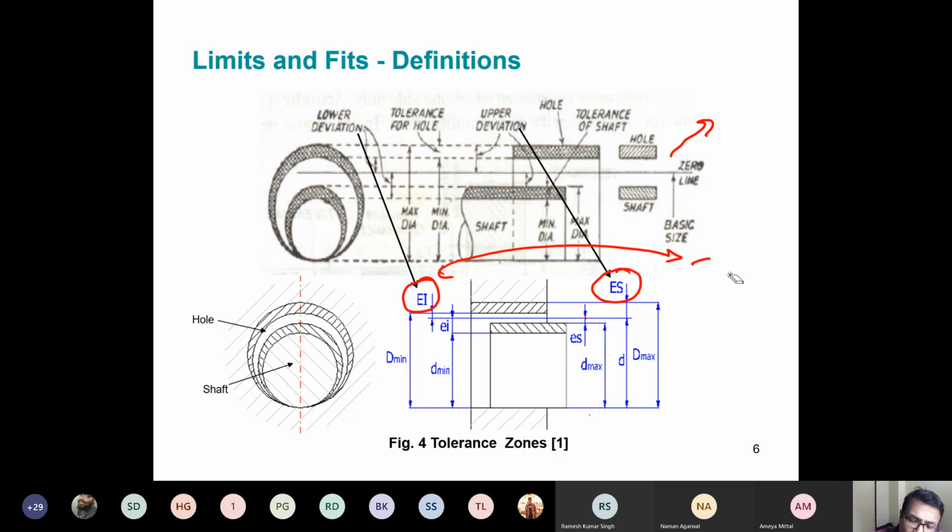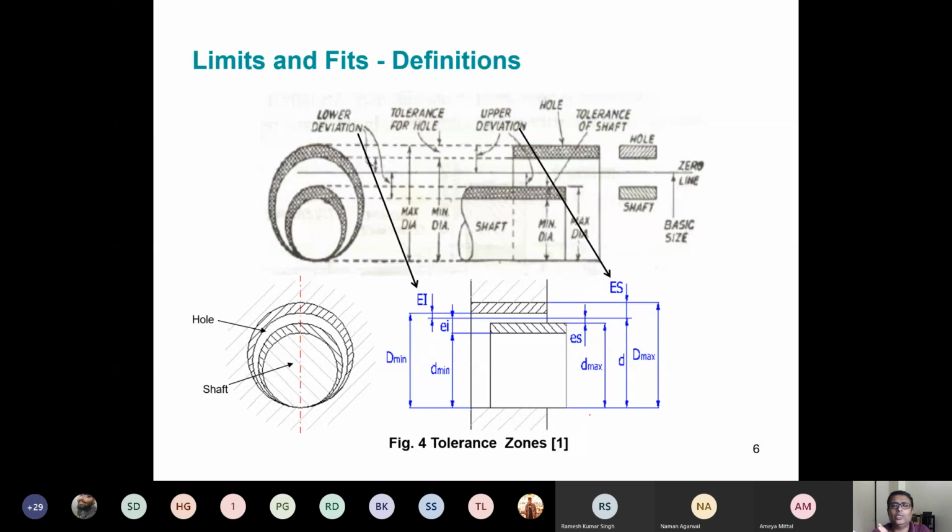And they will say one of these, in some limit, one of these will be fundamental deviation. In the other one will be fundamental deviation. So you'll have to look at the standards and then decide what will be the fundamental deviation. But fundamental deviation will either be capital EI, capital ES, small EI, or small ES. So basically, the deviation from the zero line of the Dmax, Dmin for the hole and the shaft, one of these is the fundamental deviation.